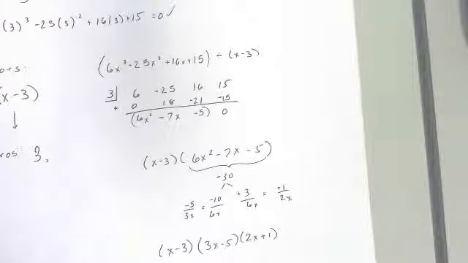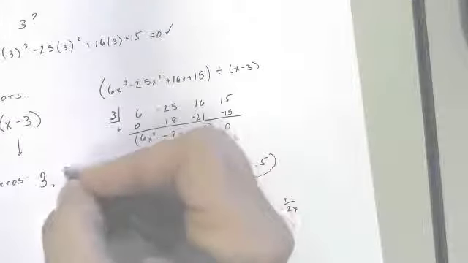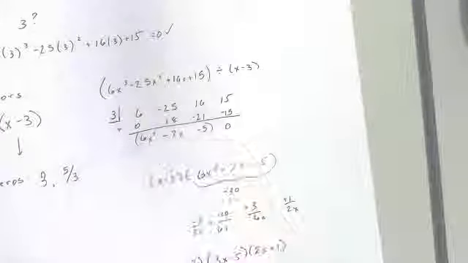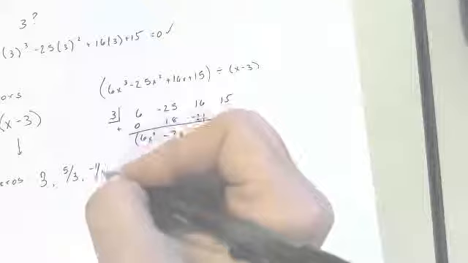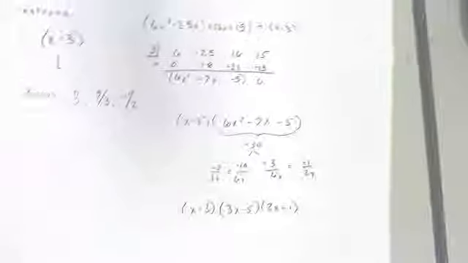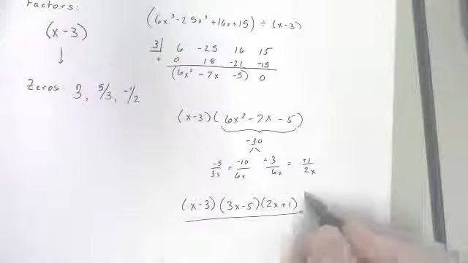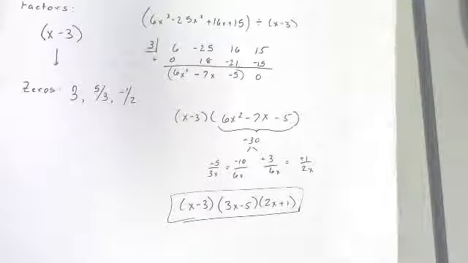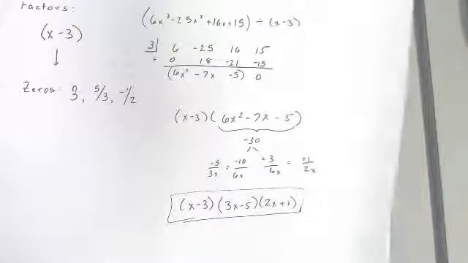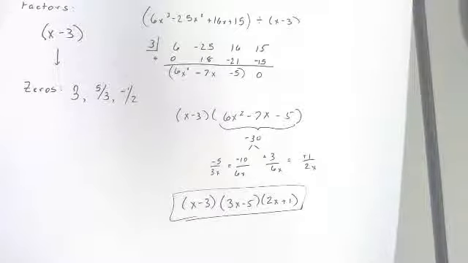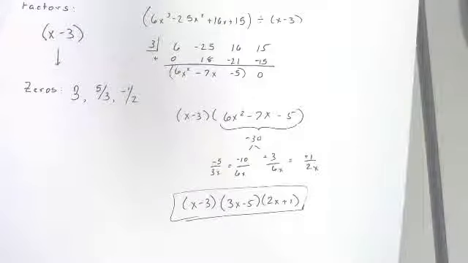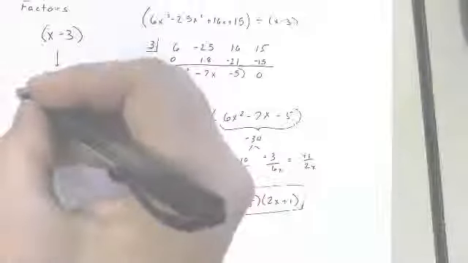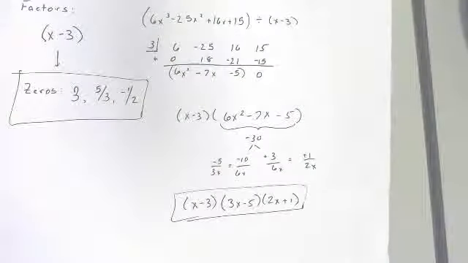So my zeros are 3, 5 over 3, and negative 1/2. That comes from just looking back at my factors, setting each one equal to 0 and solving. Okay, so it's a lengthy process with a lot of steps and a lot of different things going on there. But you can definitely be successful with it. Alright? So going ahead and trying a different example.